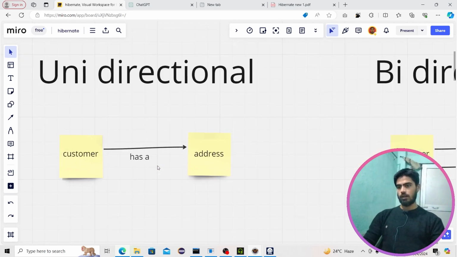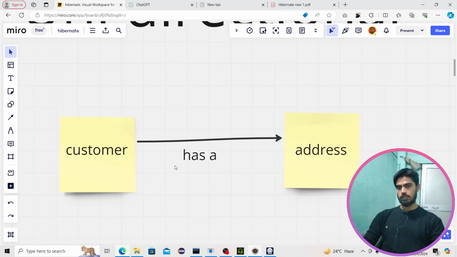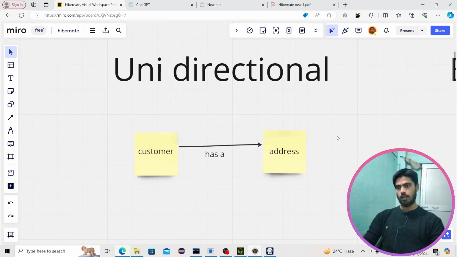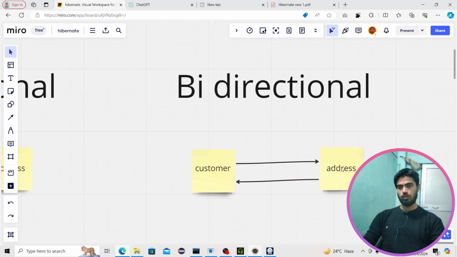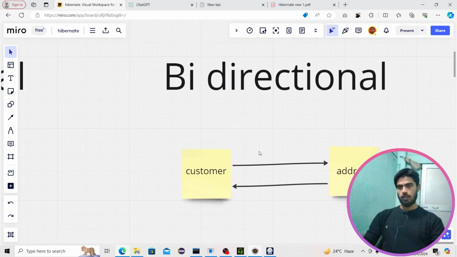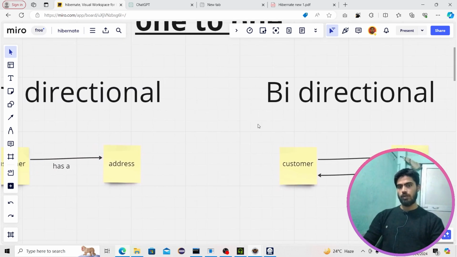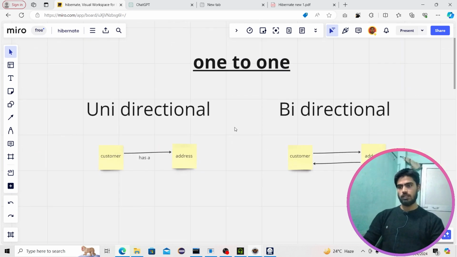If you are able to access some other entity class in only one direction, then it is unidirectional. And if you can access from both sides, then it becomes bidirectional. If you can access address from customer and also customer from address, then it becomes bidirectional. So you will find it much easier to understand when we are doing codes.